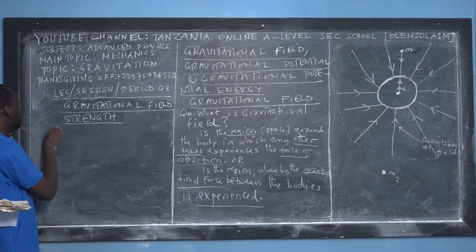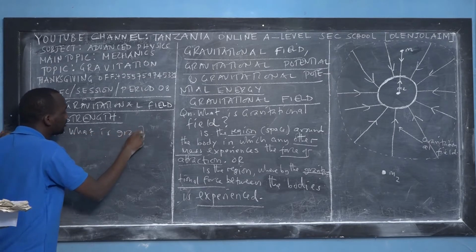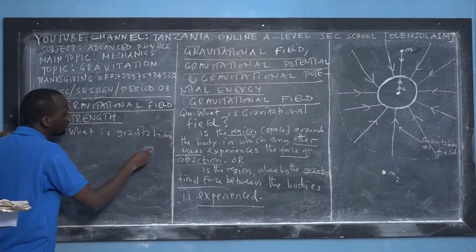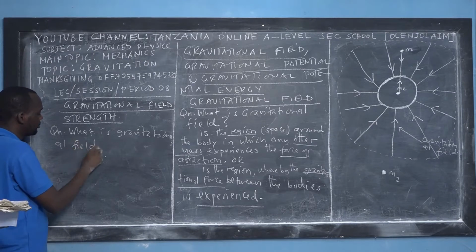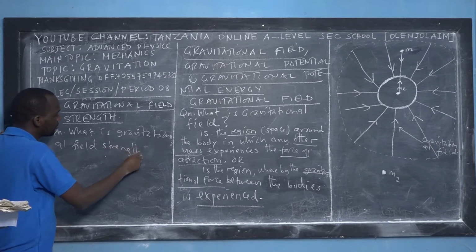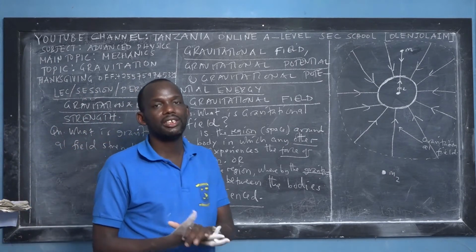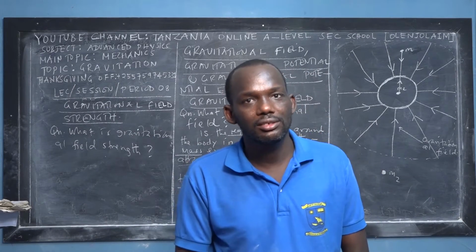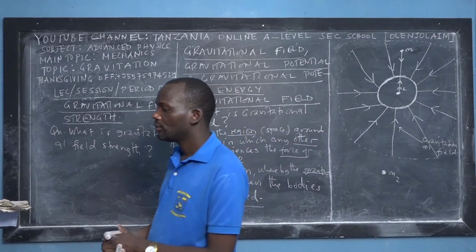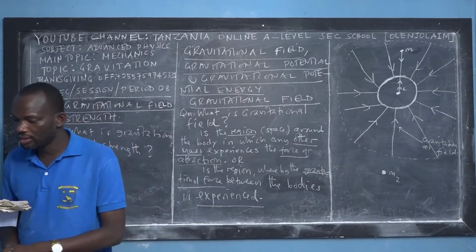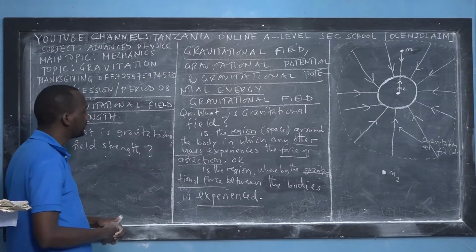So the basic question is, what is gravitational field strength? In some of the questions they will ask you to differentiate between gravitational field and gravitational field strength, so you should know the difference between them. Gravitational field strength is a ratio of gravitational force to the mass of the body in the gravitational field region.